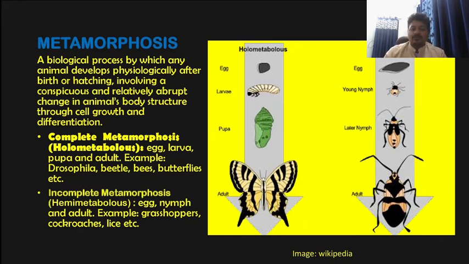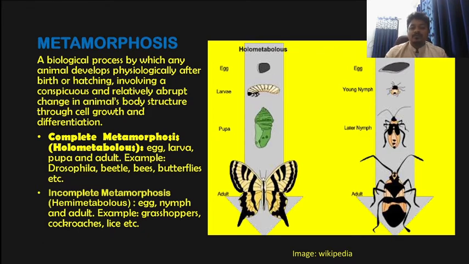One is complete metamorphosis. The scientific term for that is holometabolous. In that case, the animals are said to be holometabolous, and the other process is incomplete metamorphosis, which is hemimetabolous. In the hemimetabolous process, the bodily forms are egg, nymph, and adult. So there is no larval form there.